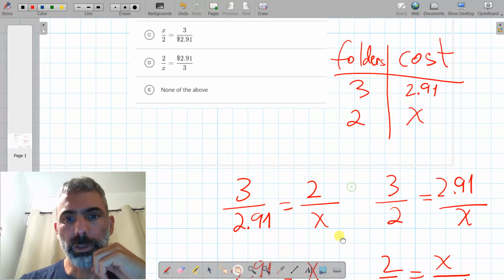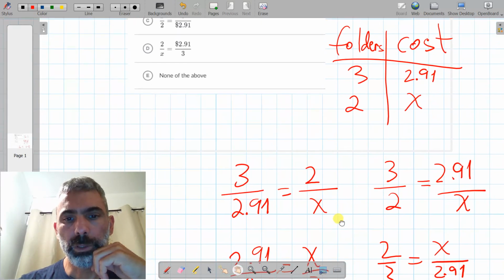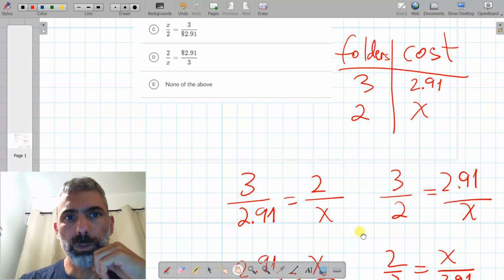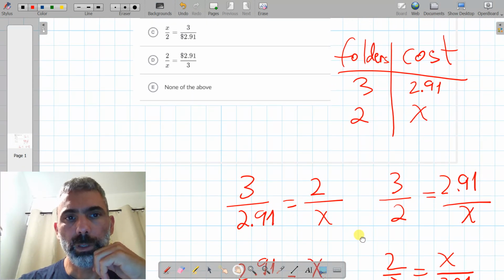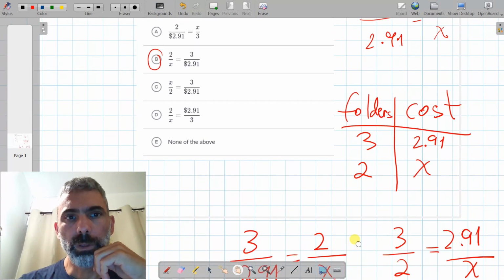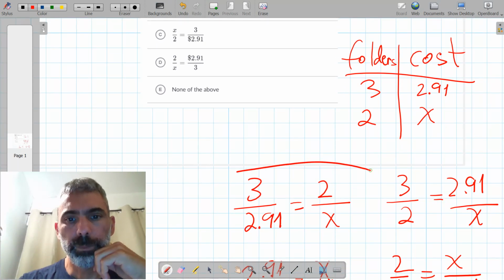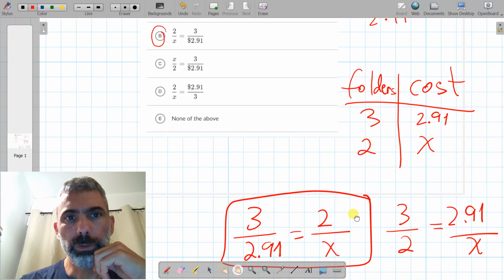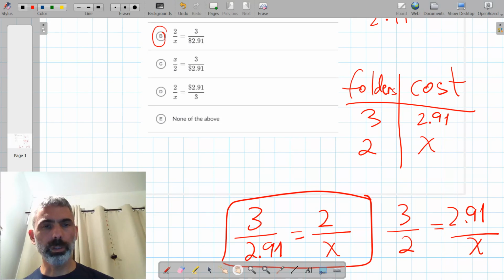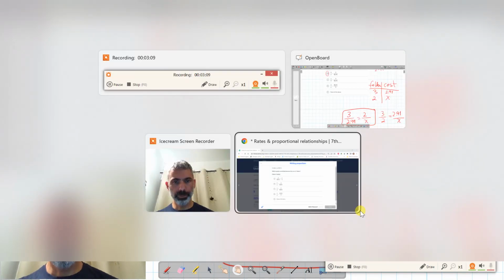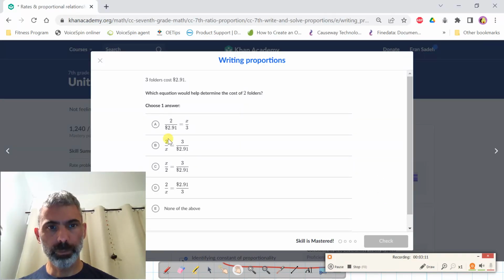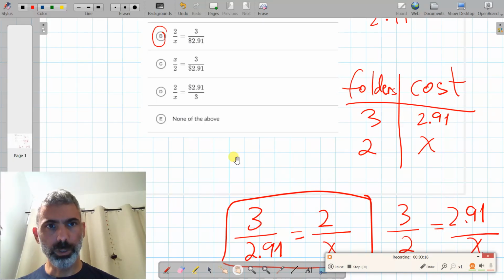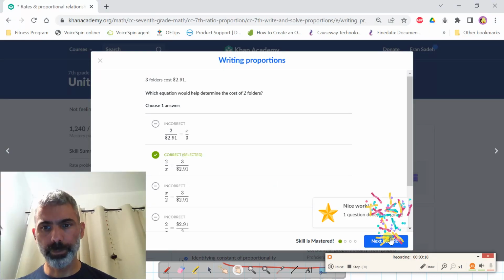So let's see, the only option, X over 2, okay. So the only correct option is this one. 2 over X equals 3 over 291. Option B is the correct option.